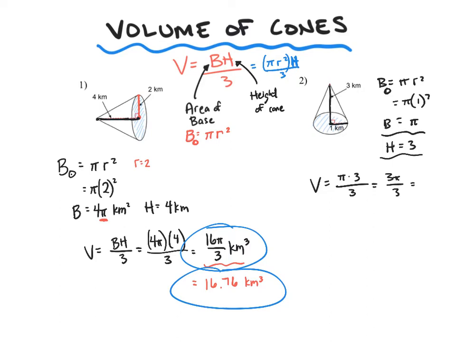Well, the 3's would cancel out, leaving you with just pi. The volume of that cone is just pi. The units, kilometers cubed. So pi kilometers cubed would be a good answer. And if I did that on my calculator, what's pi? 3.1415 something? So 3.14 kilometers cubed. Both of those are good answers in terms of pi and as a decimal.